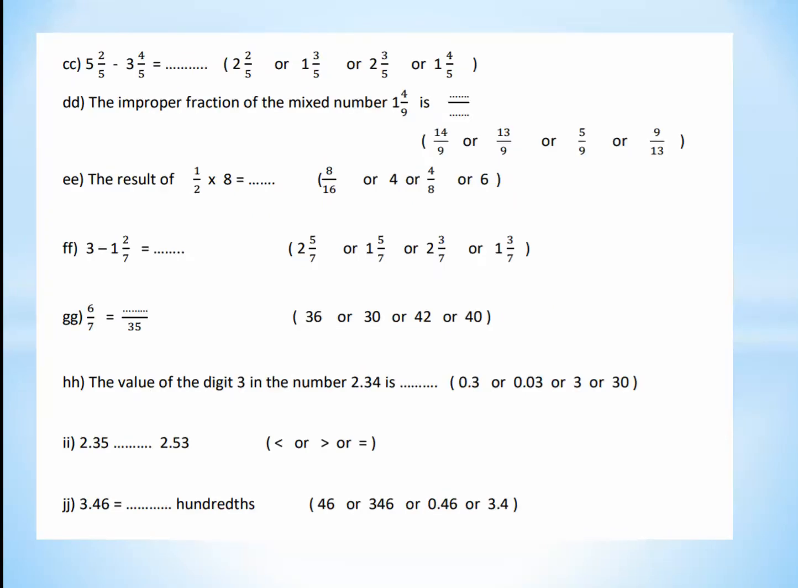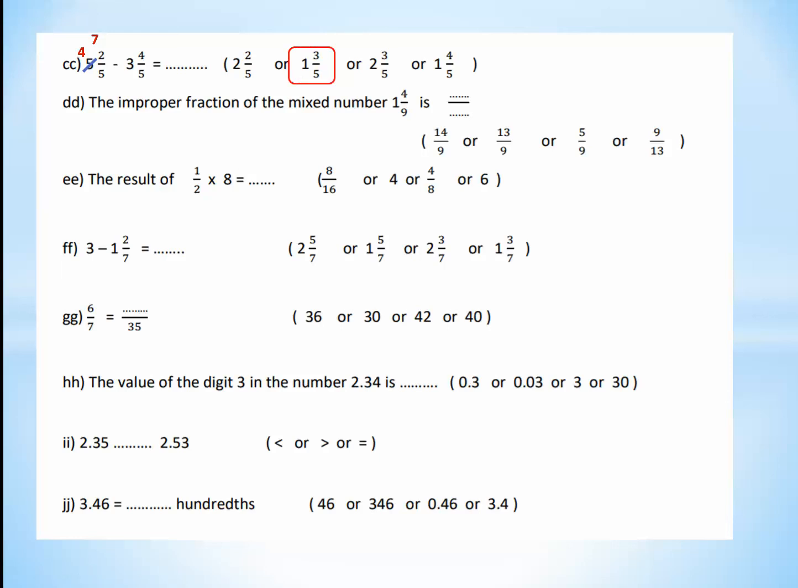5 and 2 over 5 minus 3 and 4 over 5. 2 minus 4 doesn't go, so we are going to borrow 1 from 5. It will be 4. And this 2 will be 7 because we will add 2 and 5. 2 plus 5 equals 7. 7 minus 4 equals 3 fifths. And 4 minus 3 equals 1. So the right answer is 1 and 3 fifths.